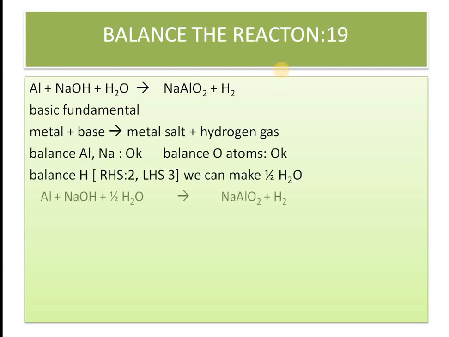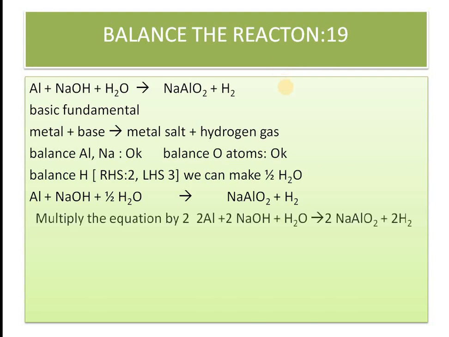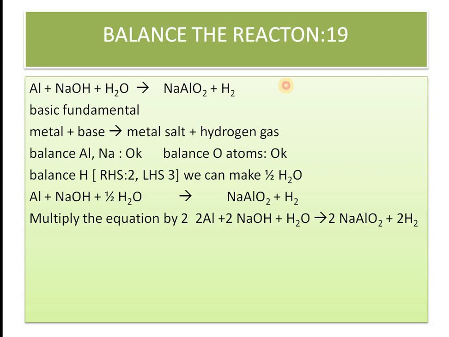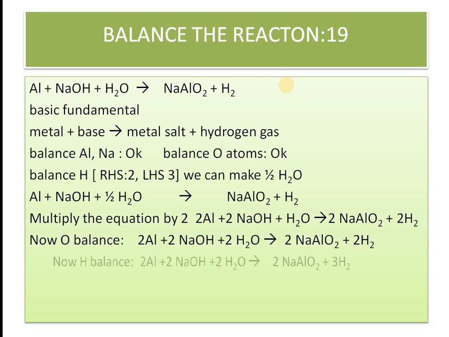We can check that left hand side oxygen is 2, right hand side 2. Oxygen is also balanced. Hydrogen we can check: left hand side 3 and right hand side 2. So we have to make it 3. We can multiply by half, but then oxygen is changed again. So all these things come into play. Then we multiply by 2 and check again, and again this is only hit and trial.